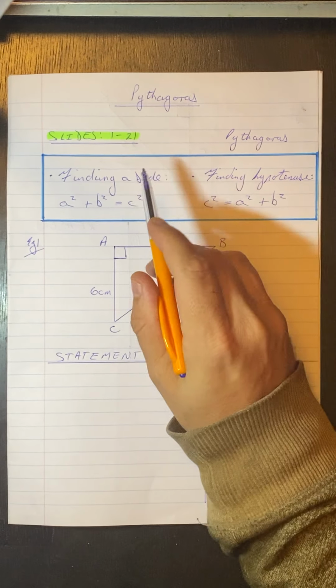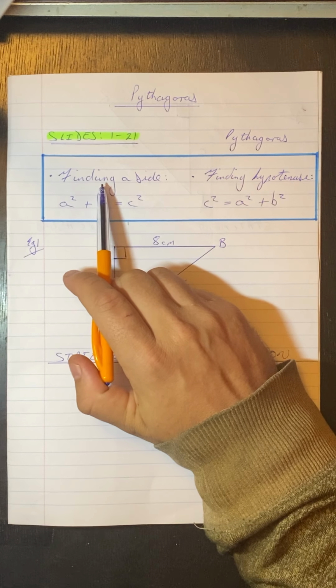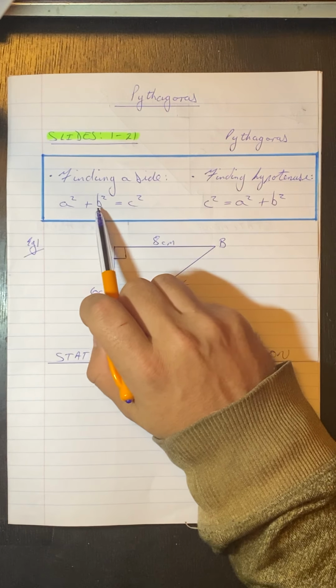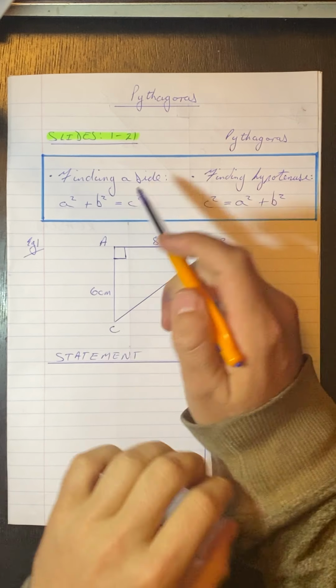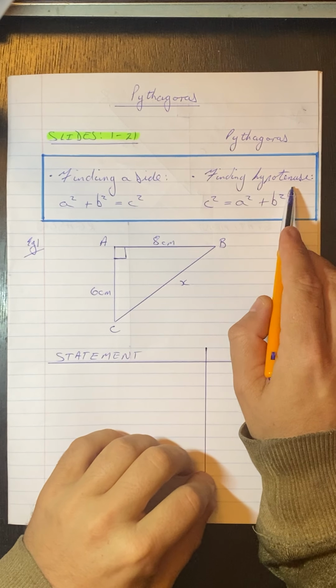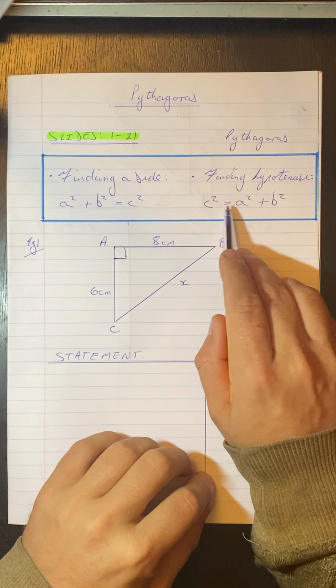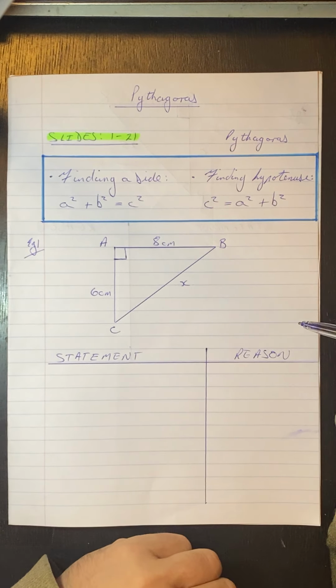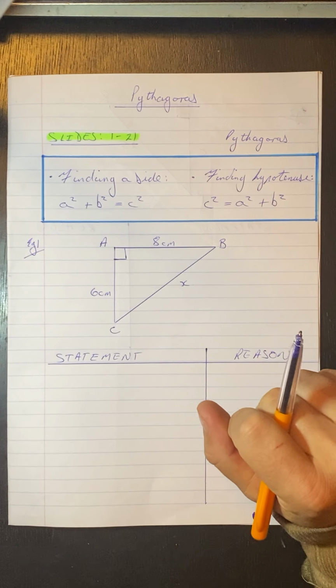So before we go into it, I just want you to remember, if you're finding a side, I want you to set up Pythagoras like this: a squared plus b squared equals c squared. Or if you're finding the hypotenuse, I want you to set it up like this: c squared equals a squared plus b squared. And you'll see now with the two examples that I'm going to do how we work that out.